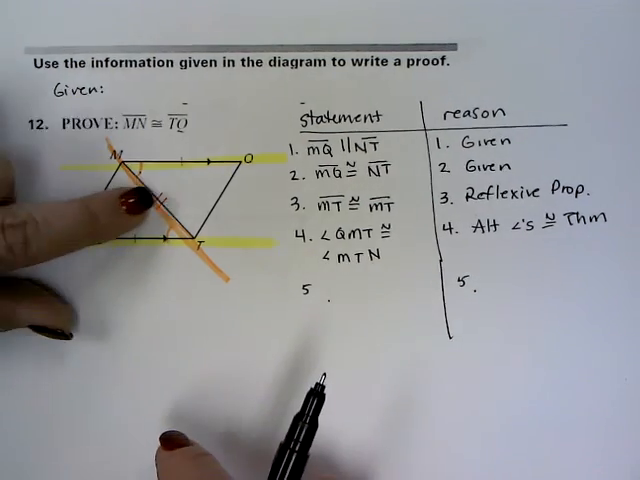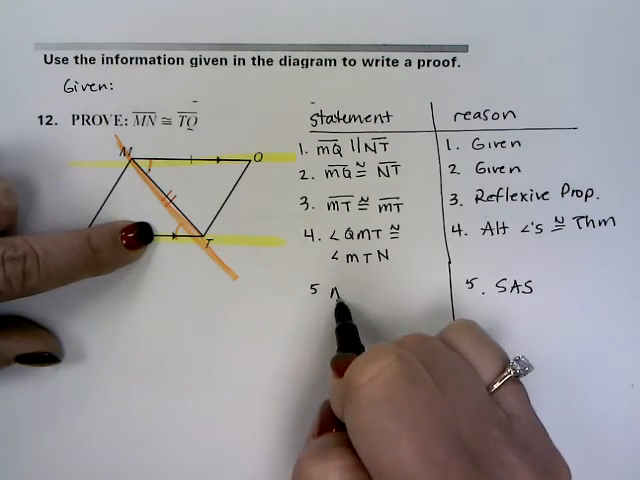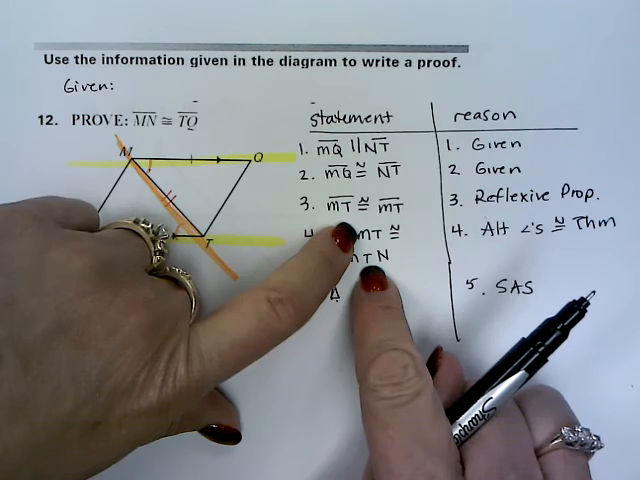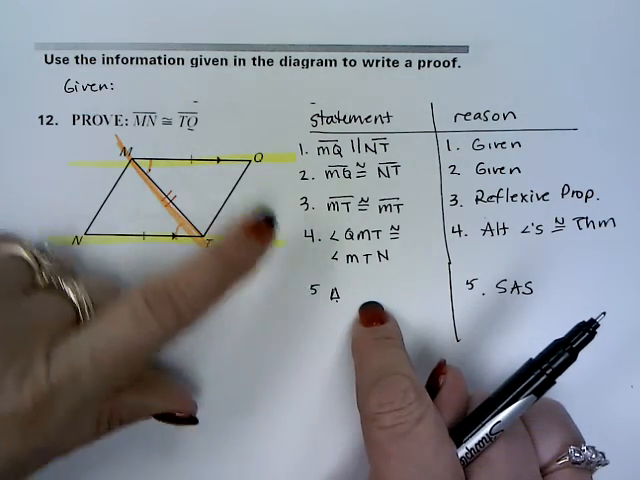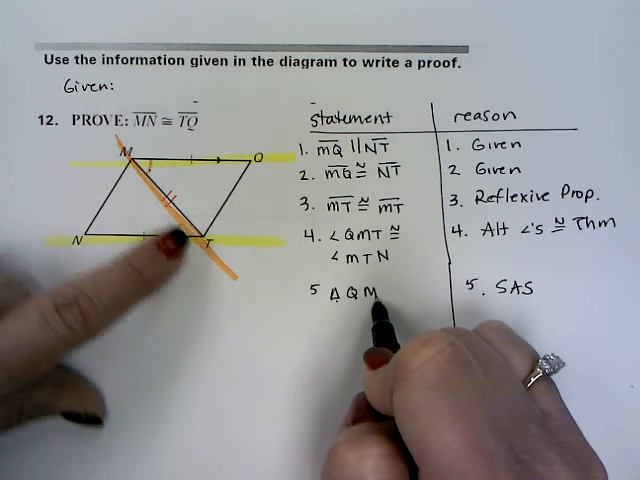Now, by side-angle-side, my two triangles are congruent. Now, here it doesn't matter the order. It just matters your vertex is in the middle of the two. Here, order matters. I have to make sure that my corresponding sides are going to match.